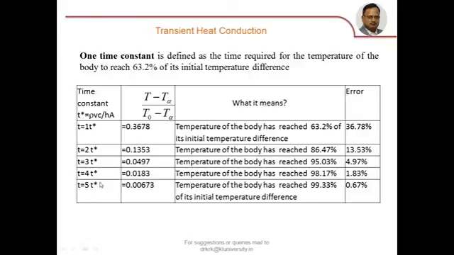If you wait for 5 time constants, that is 25 seconds, and take the reading, perhaps you may end up with only an error of 0.67%. So that is the meaning of the time constant. When you are using thermocouple beads to measure the temperature, at least you have to wait for 4 to 5 time constants to give a good response to the thermocouple. Then the temperature recording will be with minimum error.